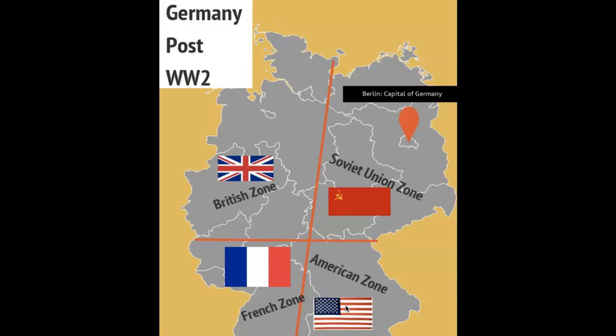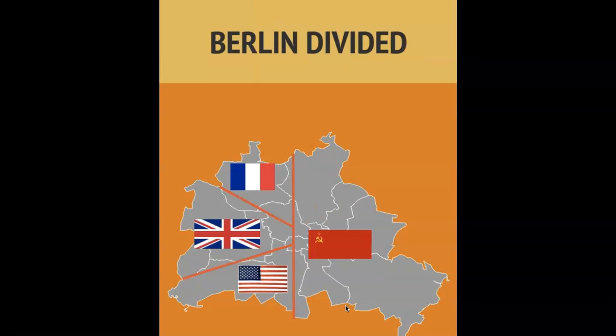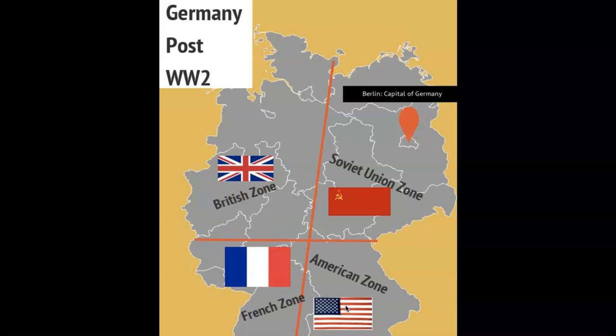So the Americans, the French, and the British decided to get together to fly supplies into their section of Berlin rather than giving it up. And that's an introduction to why we started what is called the Berlin Airlift, flying supplies into Berlin because the Soviets would not let us into their zone.